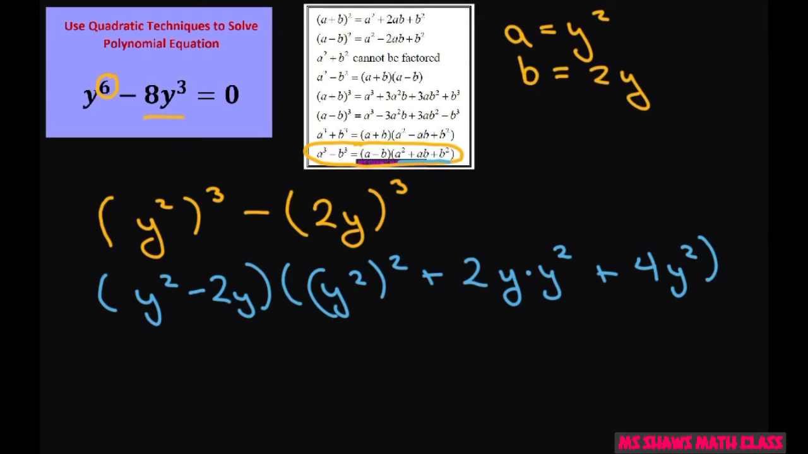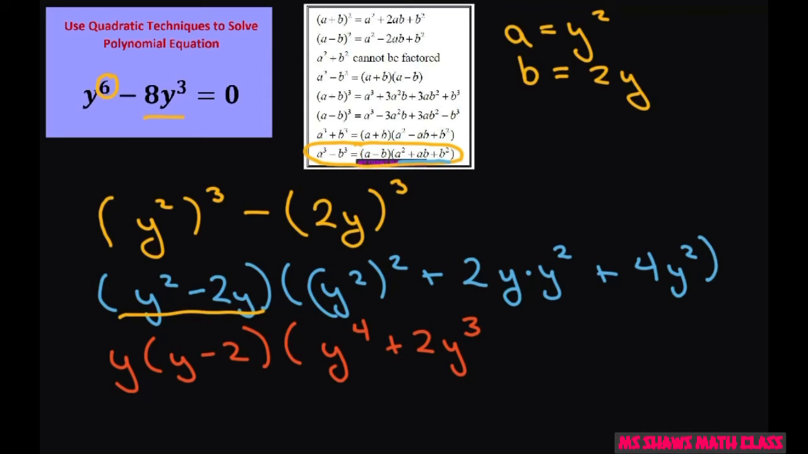All right, now what you're going to get is this piece. I can factor out y, and that's going to give me y minus 2, and let's see what this gives me. Y to the 4th plus 2y cubed plus 4y squared. And this all equals 0.